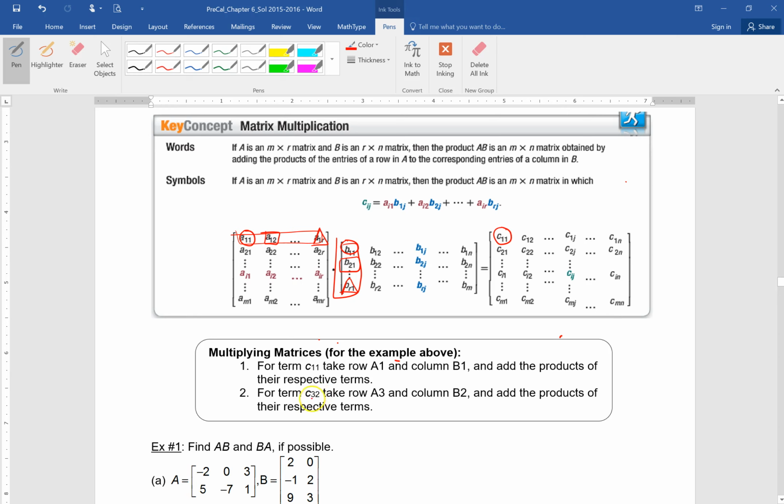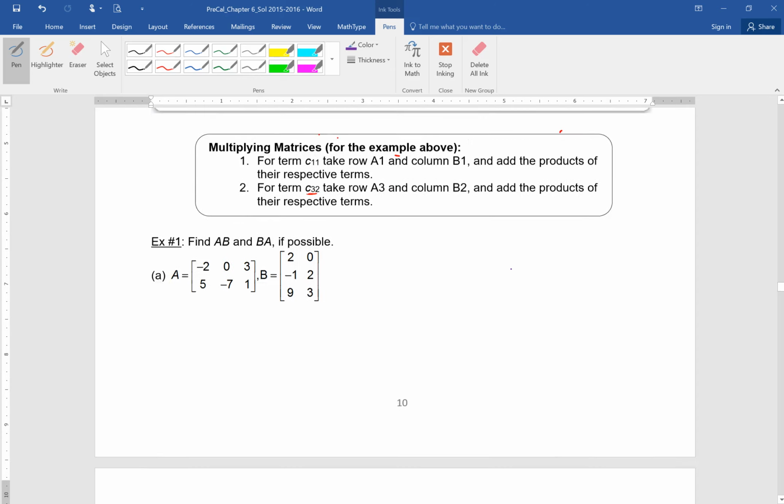So if you want like the term C32, wait, you add them, you don't multiply them? You add them. You multiply and then you add. So look, I'm going to do an example. I promise I'm going to do an example. Let's go on to the example.